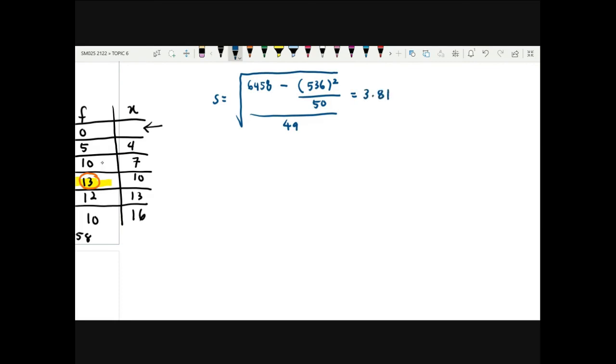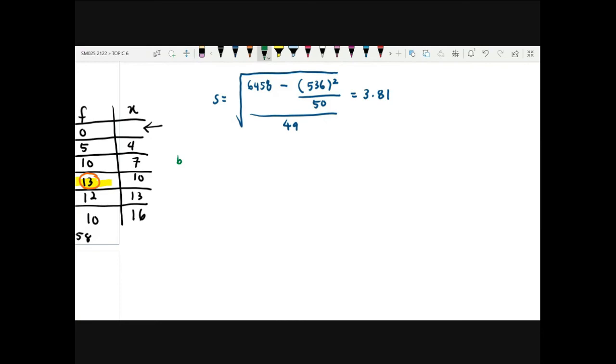Kalau tak nak terus buat wanggu macam ni, awak nak buat satu-satu. You want to find the variance first. After that, baru awak setkan to find the standard deviation. Boleh, tak salah. Up to you. Yang ni saya terus wanggu je lah. Sebab soalan memang tak suruh cari variance. Okay. Settle.